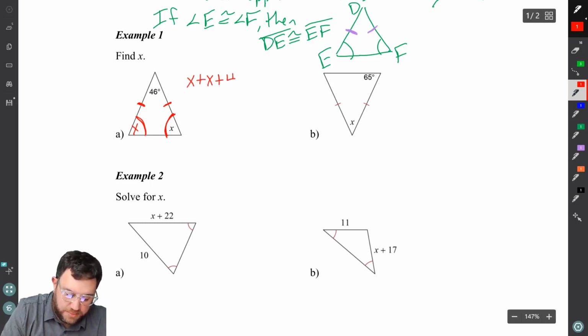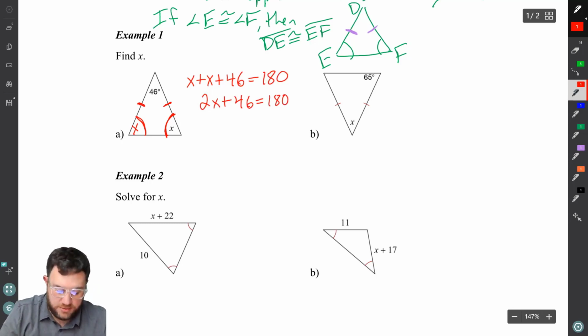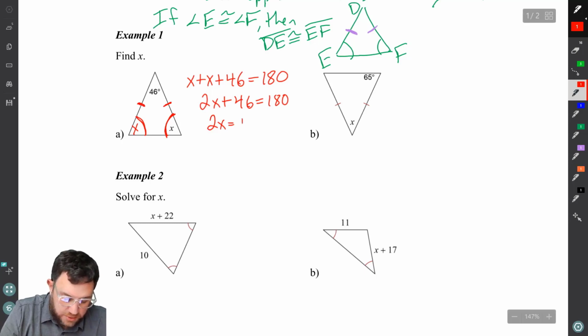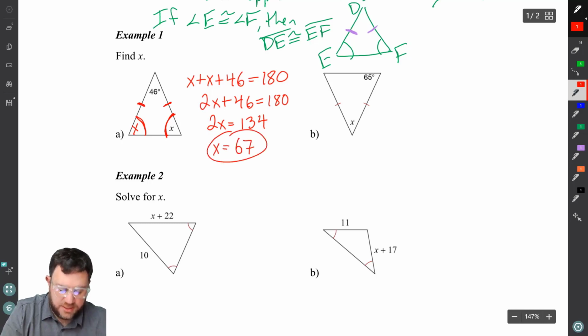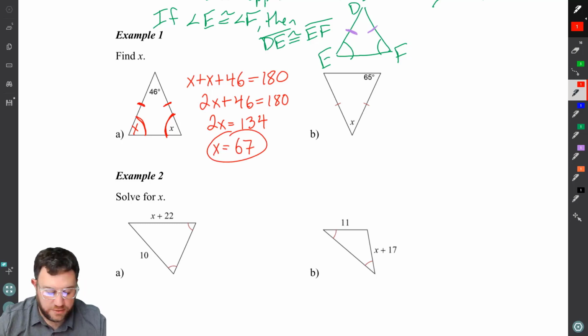So we can say x plus x plus 46 equals 180. Combine like terms, 2x plus 46 equals 180. We'll subtract 46 from both sides, so 2x equals 134, and we'll divide by 2, so x is 67. So we know each of those two angles are 67 degrees. If you wanted to check your work, what is 67 plus 67 plus 46? It's 180, so we know we did it right.